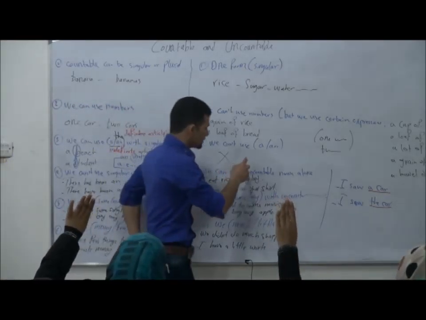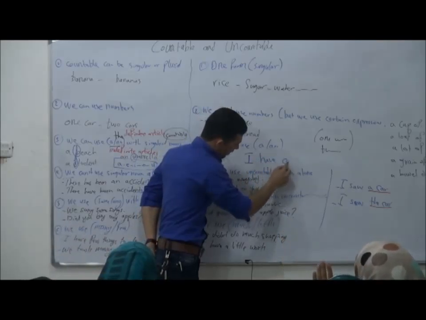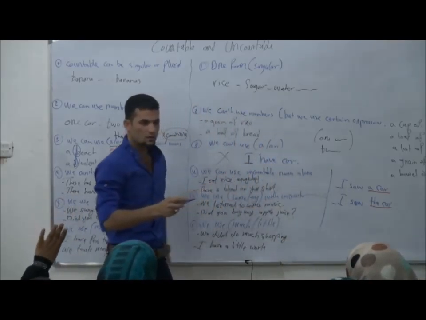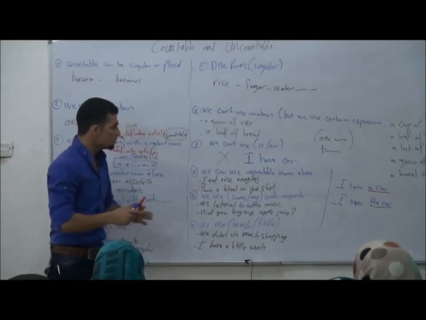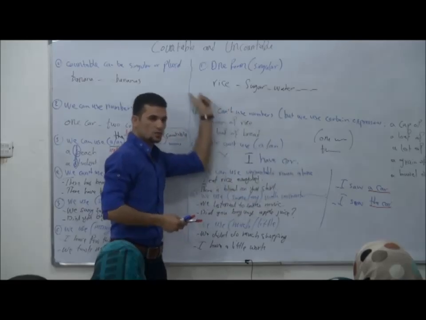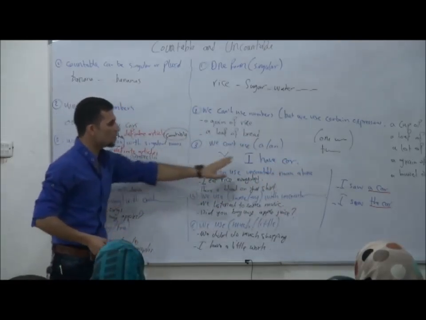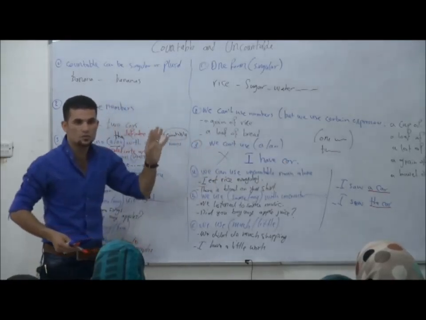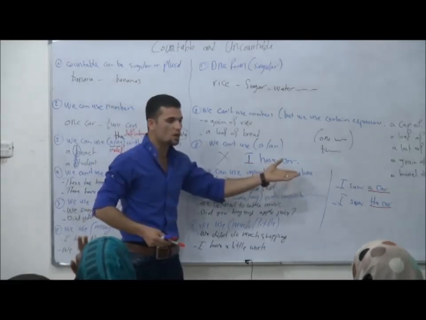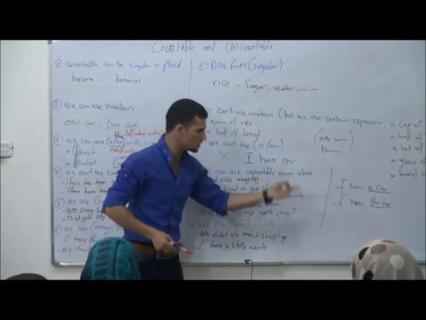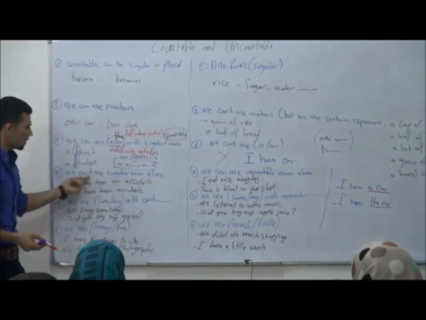We cannot say, for example, listen, I have car. This is wrong. I have book is wrong. Why? Because singular countable nouns cannot be used alone. They have to be preceded by what? By an article, whether definite or indefinite. I can say I have the car, or I have a car. That works. But I have car is wrong. Why? Because it is a singular countable noun.